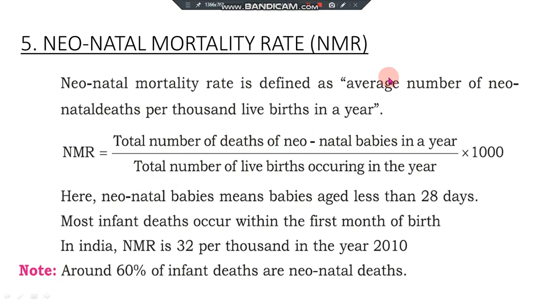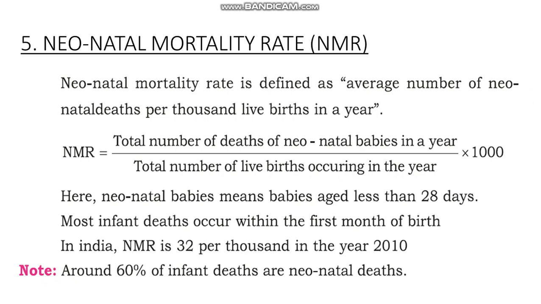I repeat, it's an important one. So what is the NMR formula? It is the total number of deaths of neonatal babies in a year divided by the total number of live births occurring in the year, multiplied by 1000.